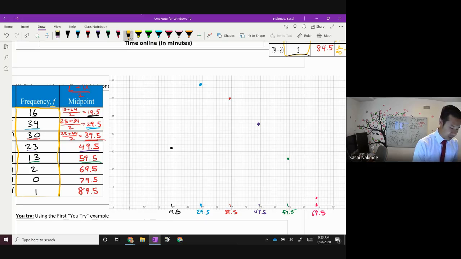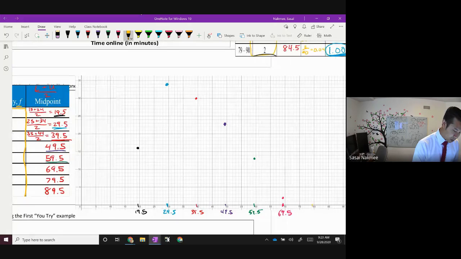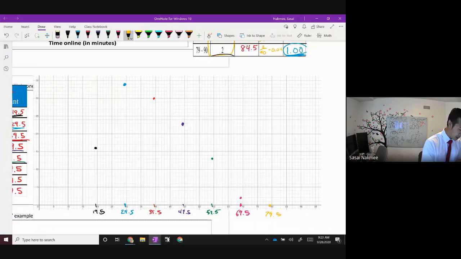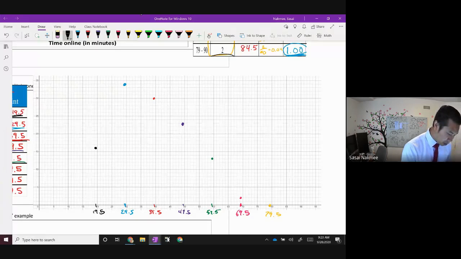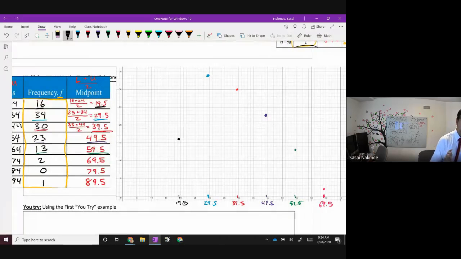79.5 has a frequency of 0, so that would just be at the very bottom part at the axis down here. And then 89.5 has a frequency of 1. So 89.5 is right about here, and it has a frequency of 1. So I have all my dots drawn now, right?